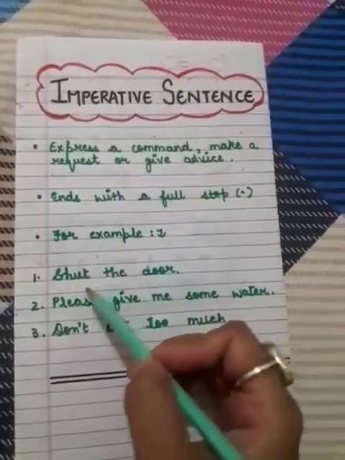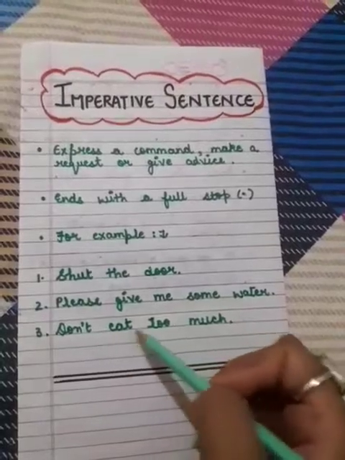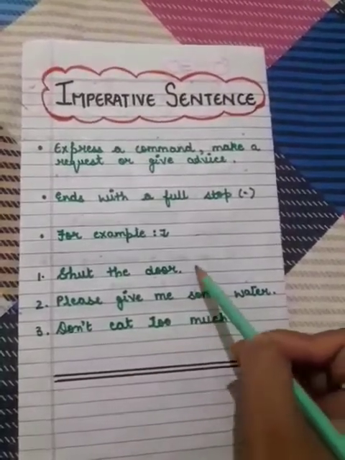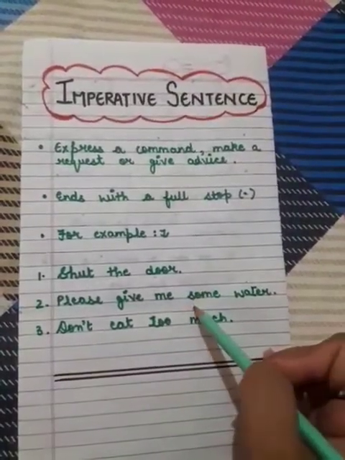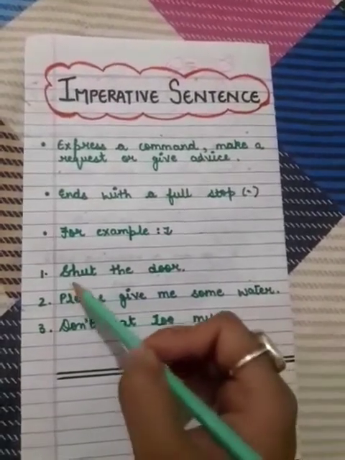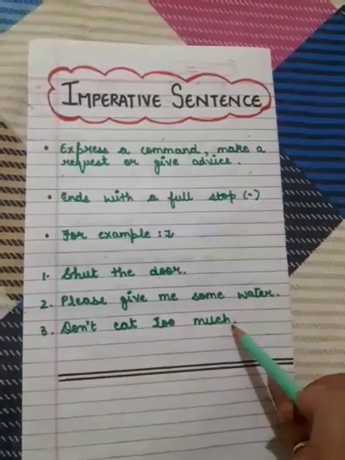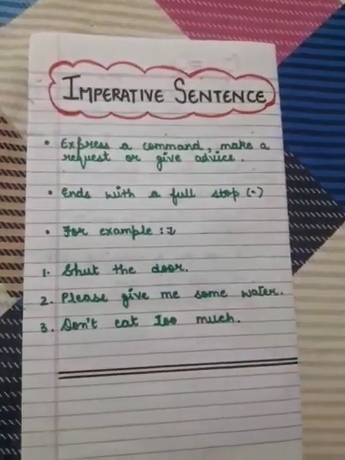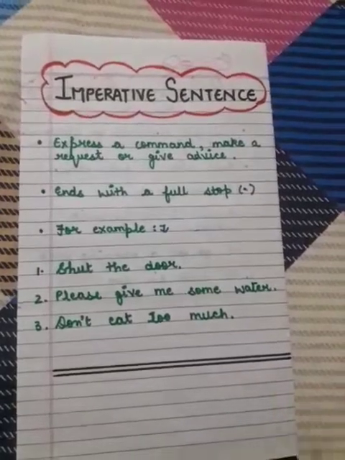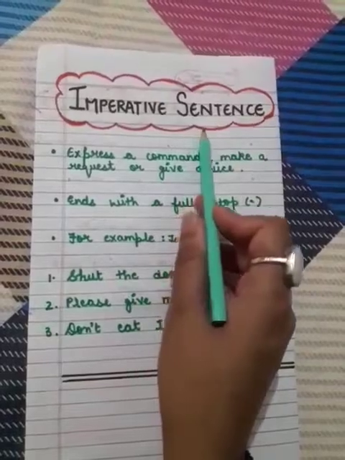For example, shut the door. Please give me some water. Don't eat too much. The first one is a command, the second one is a request, and the third one is advice. Also, they are beginning with capital letters and ending with a full stop. So, such sentences which are used to give command, request, or advice are imperative sentences.